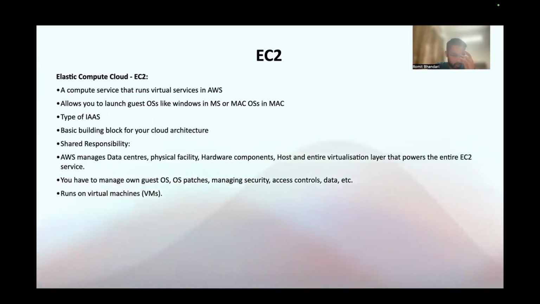And responsibility wise, you can say it is shared responsibility. AWS would manage the data centers, physical facility, hardware components, the host, and the entire virtualization layer that powers the EC2 service. You have to manage the guest OS, the individual OSs in each of the different VMs you are having. The operating system patches, security, access controls, etc. So that is on you. The host related part is on AWS.